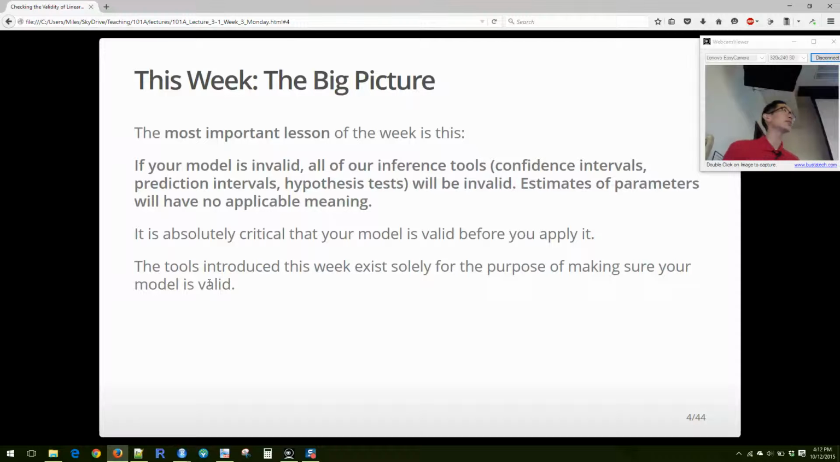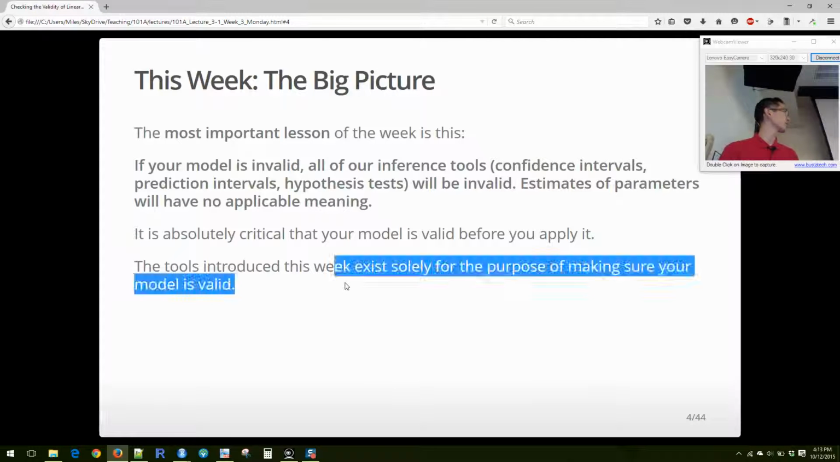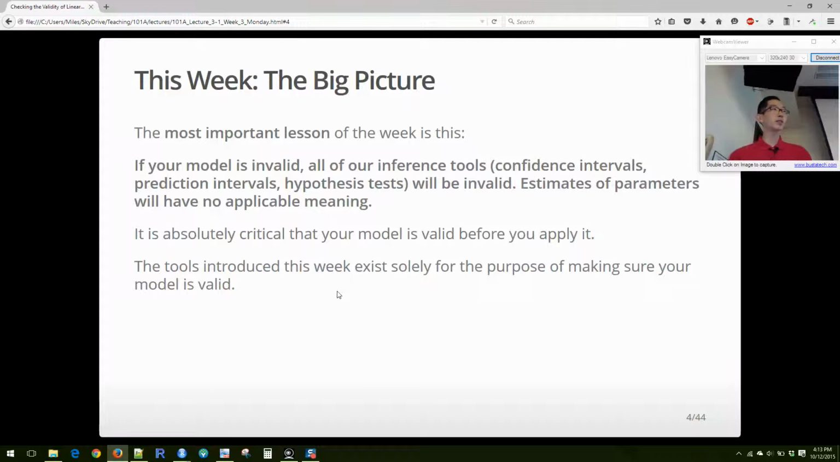It's easy to lose sight of this because a lot of times you just take data, throw it at R. R says, all right, here you go. And you say, well, great, there we go. Maybe not so great. Maybe there's things invalid with your model. And the tools that we're introducing this week exist solely for the purpose of making sure your model is valid. So this is the big picture thing. Don't forget this as we go through all of the details.